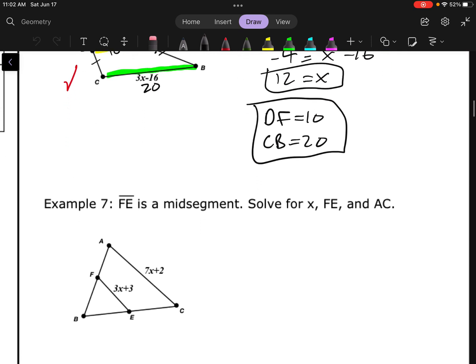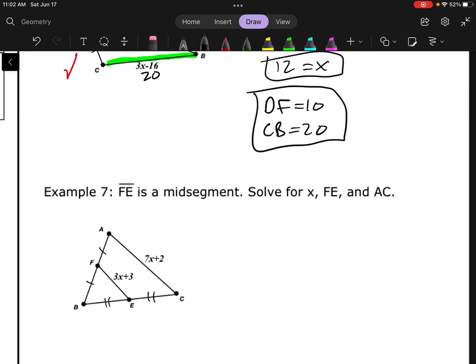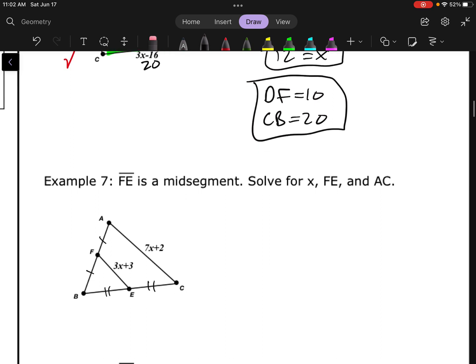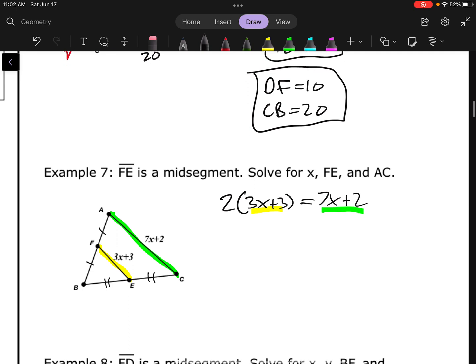Same deal here. FE is a mid-segment. And they want us to solve for X, FE, and AC. All right, so similar process here. Let's double the mid-segment, set it equal to the base. So 2 times 3x plus 3 is equal to 7x plus 2. Once again, the rationale here is that it's going to take 2 yellows to make a green because the yellow is half of the green.